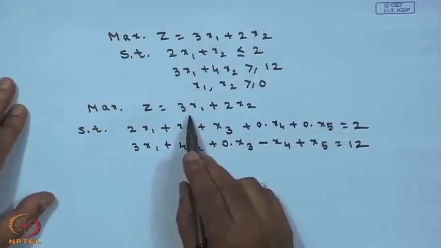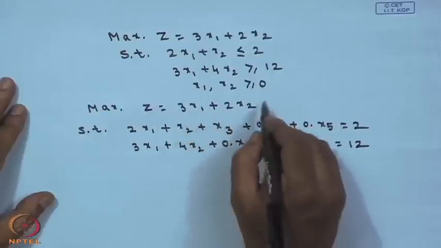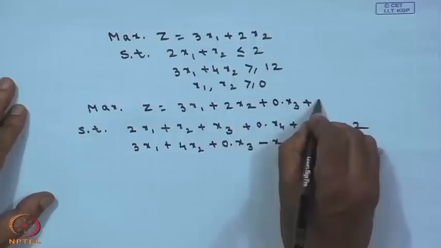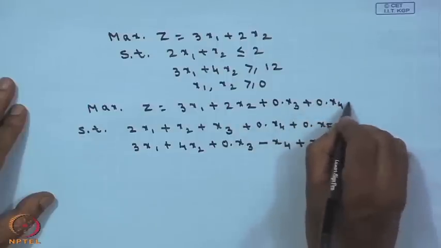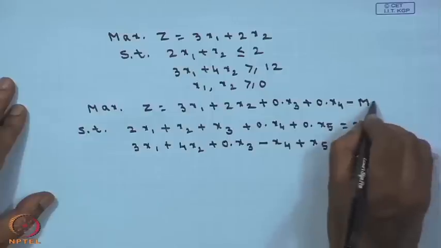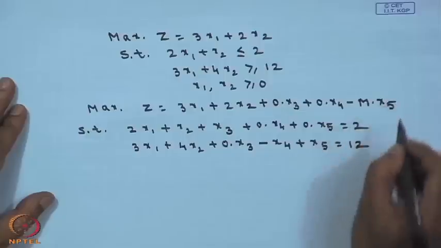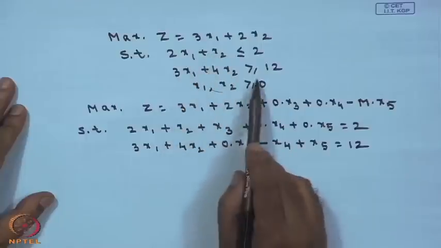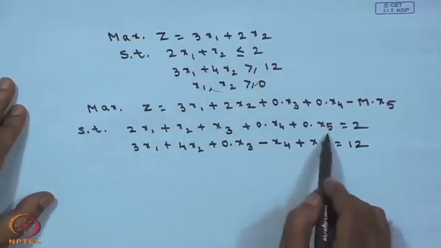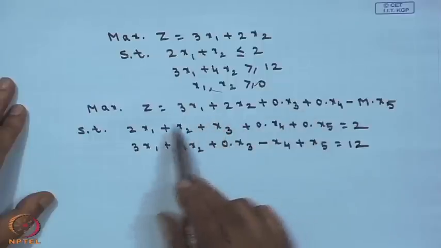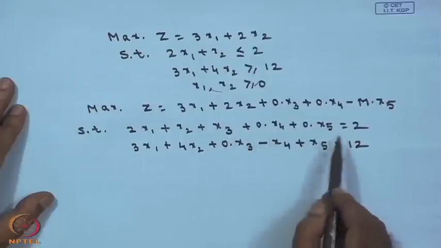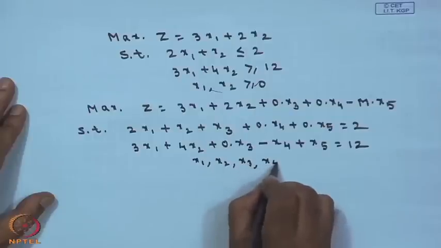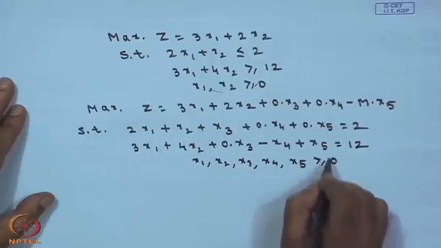Now, about the objective function: maximize z equals 3x1 plus 2x2 plus the coefficient of the slack variable, which is 0, the coefficient of the surplus variable, which is 0, but the coefficient of the artificial variable, which is x5, is minus M, where M is very large. So, this problem is converted into the equivalent problem like this: maximize z equals this, subject to this, and of course x1, x2, x3, x4 and x5 are all greater than or equal to 0.